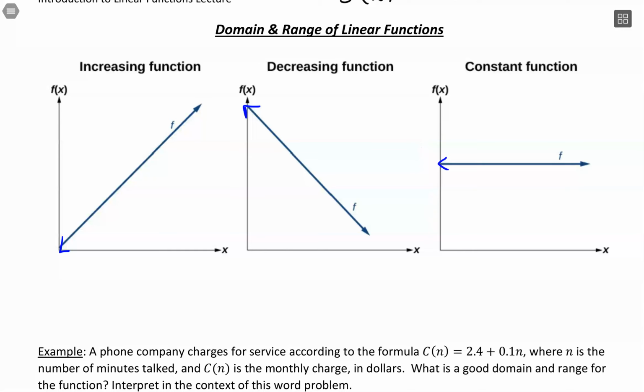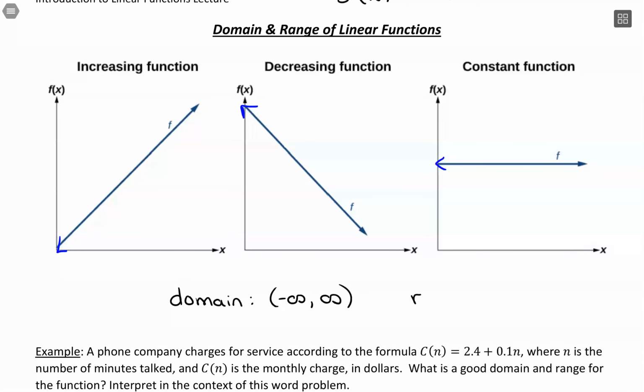So if you have a linear function without any other restraints on it, the domain is going to be all real numbers. So you'll have negative infinity to positive infinity every single time. And range will be negative infinity to positive infinity every single time. So that's the punchline to domain and range of linear functions.